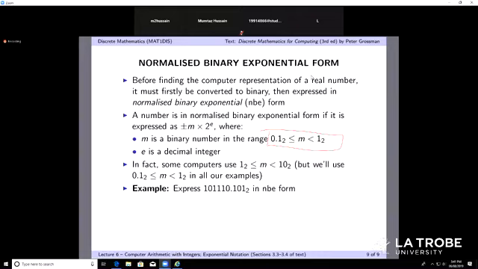Express this number in normalized binary form. So let's look at this number. I want to write this number in this notation. So I want to shift this decimal here. I would have 0.101110101. How many places did I shift? 1, 2, 3, 4, 5, 6, times 2 to the power 6. Okay, make sense? So this is the normalized binary exponential form.